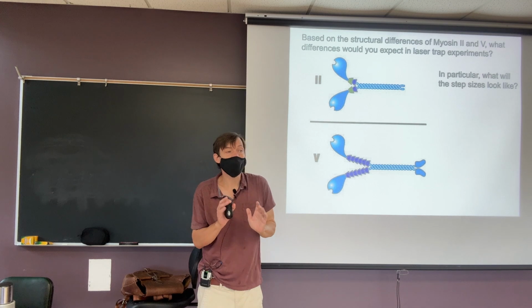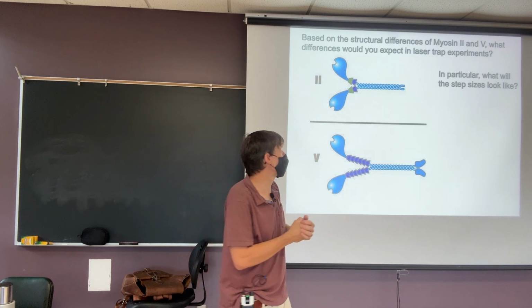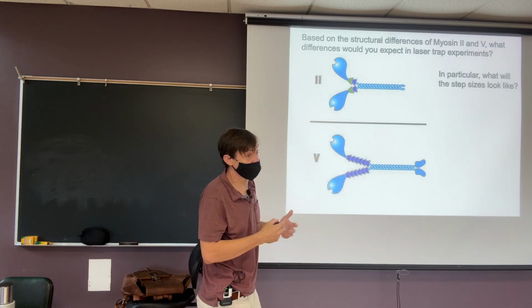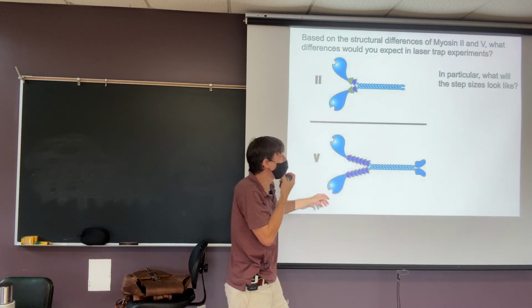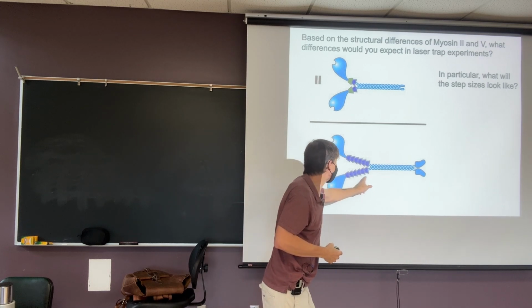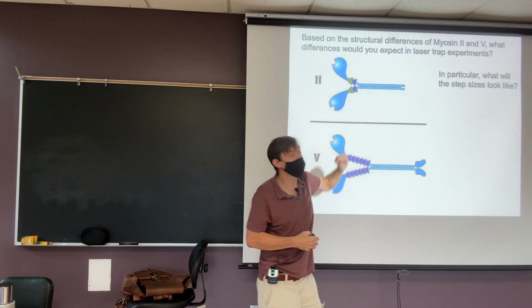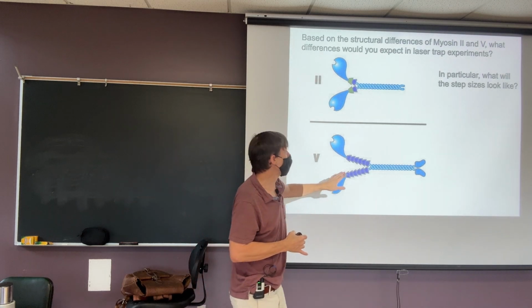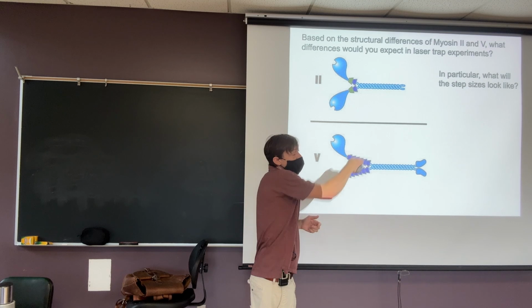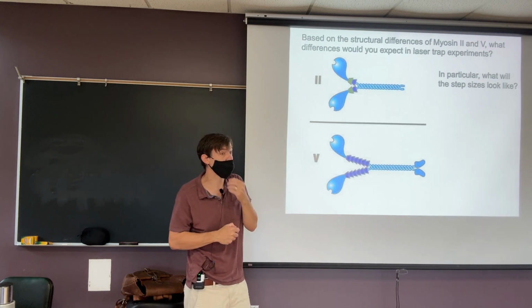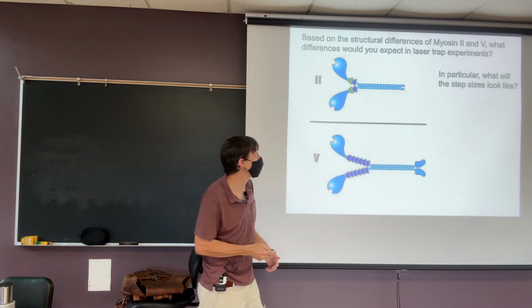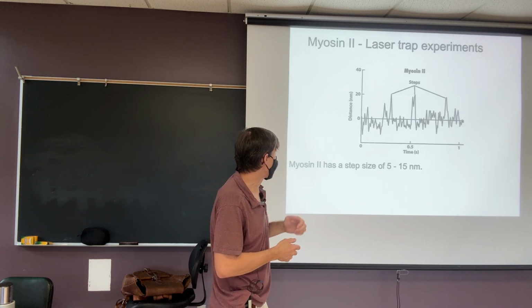So, to make some predictions, to set up a really simple experiment, here's the myosin 2 that we talked about, and here's the myosin 5 that very often transports cargoes. We can see these neck domains are really different just based on the structure of these 2 different proteins. Would you expect the step sizes, the steps they take, to be the same or different? That's going to be the prediction going in.